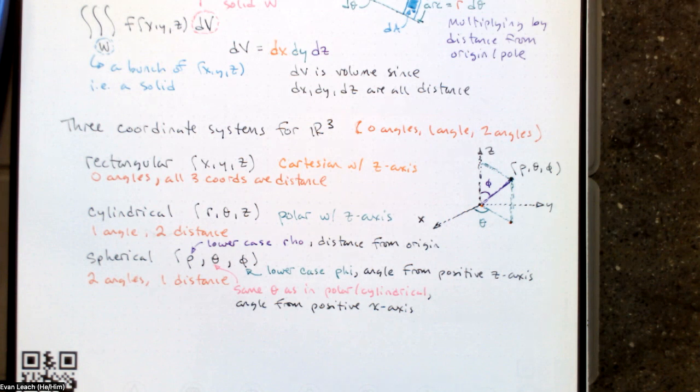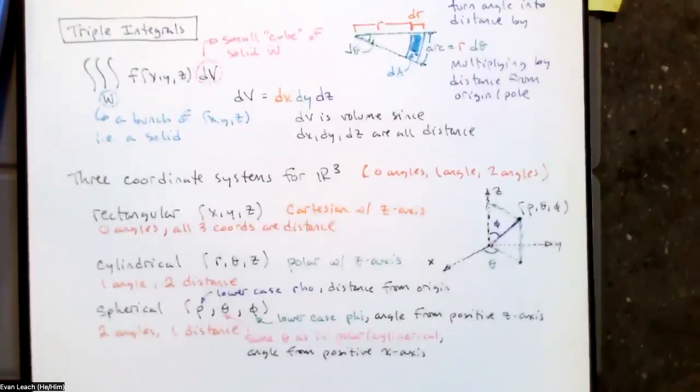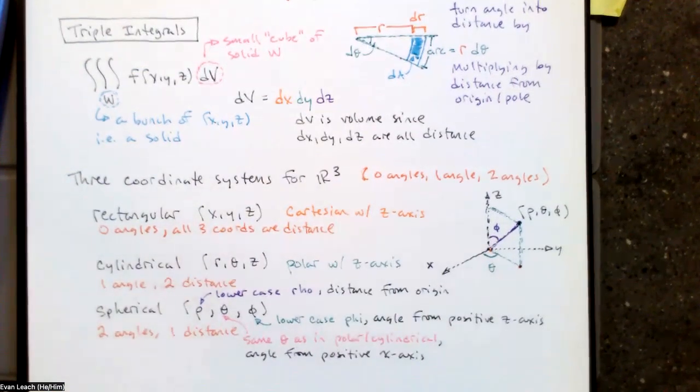Looking ahead, rho is a distance, but theta and phi are not distances. Theta and phi are angles. And this is in a section entitled triple integrals, and dV is dx, dy, dz. It's a small piece of volume. So that raises the question. In polar coordinates, we had to multiply by something to turn an angle into a distance. The same thing is going to happen in cylindrical coordinates, and the same thing is going to happen in spherical coordinates. We're going to have to turn d theta and d phi into distance. d rho is already distance. That's cool.